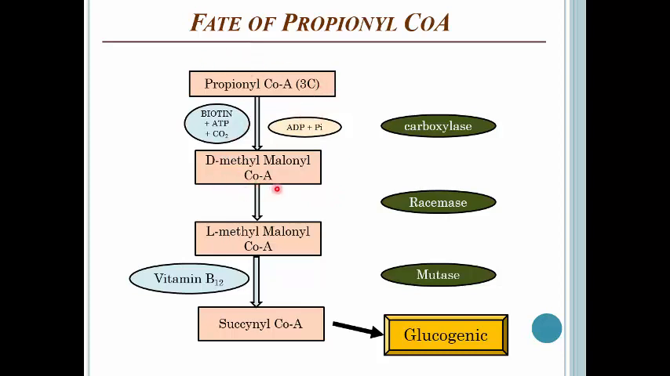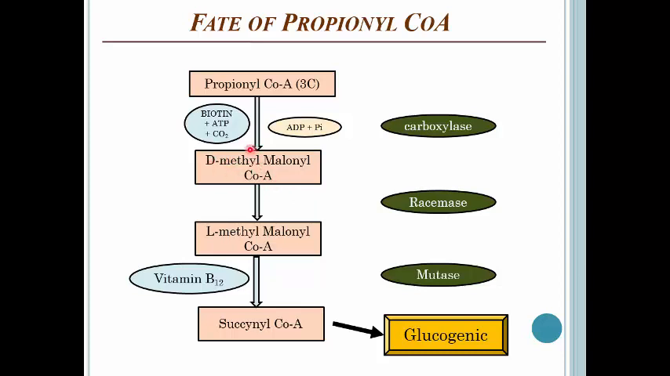This will be converted to a 4 carbon compound, that is D-methylmalonyl CoA, that is known as carboxylation of propionyl CoA. The enzyme which is used is propionyl carboxylase. We remember, for the carboxylation, biotin is the vitamin which is utilized. It uses ATP. It also uses CO2 because it is the reaction of carboxylation. So it will form D-methylmalonyl CoA.